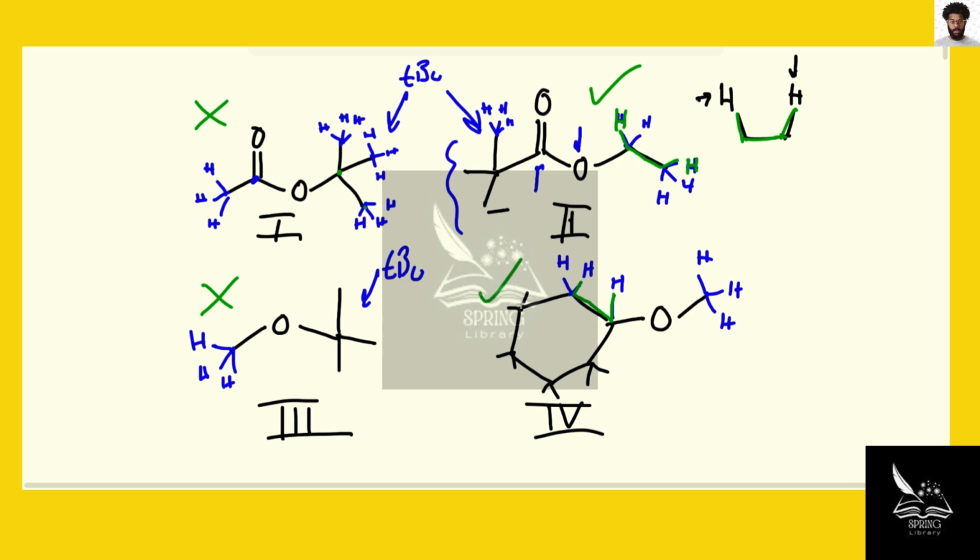So structures 2 and 4 have splitting in their H NMR patterns.